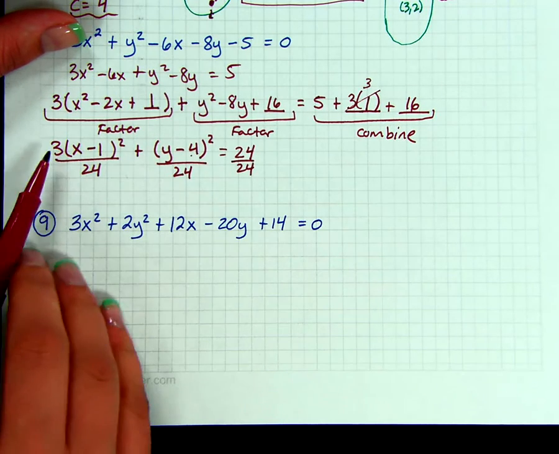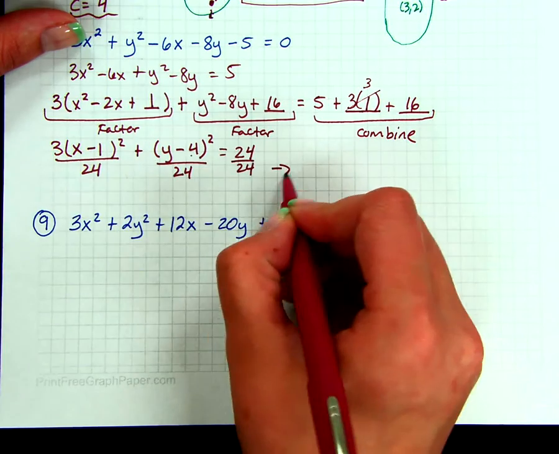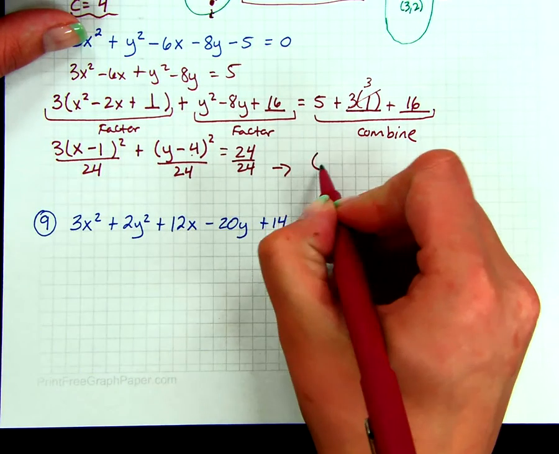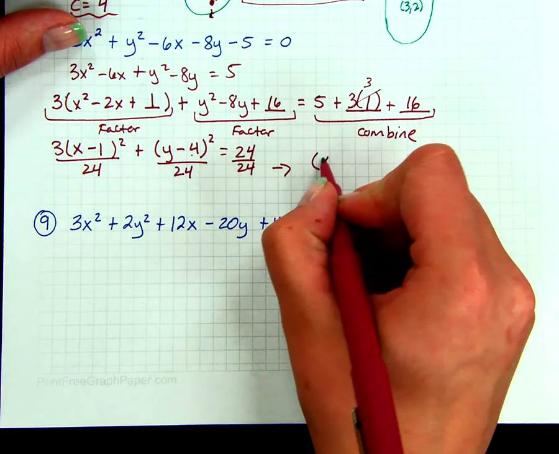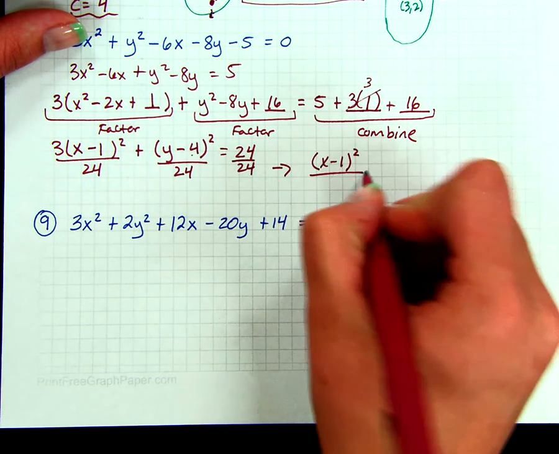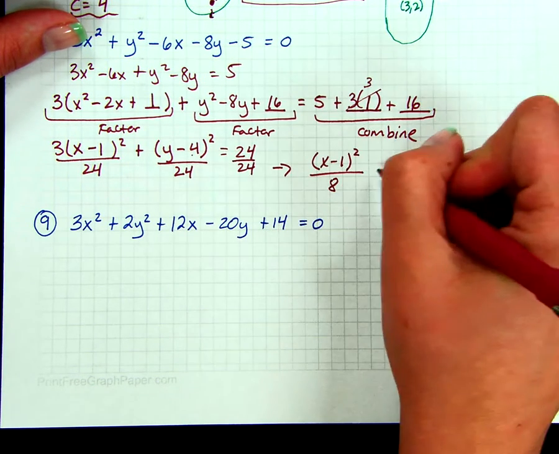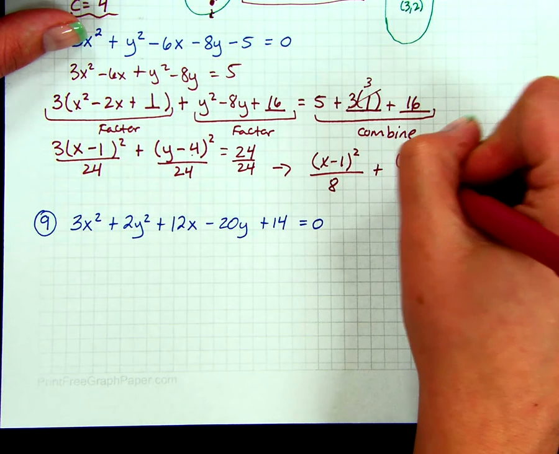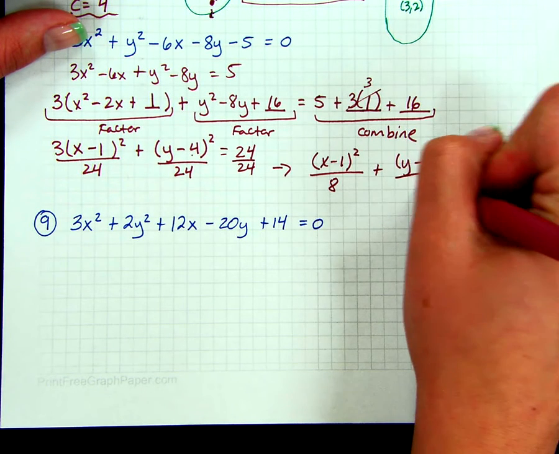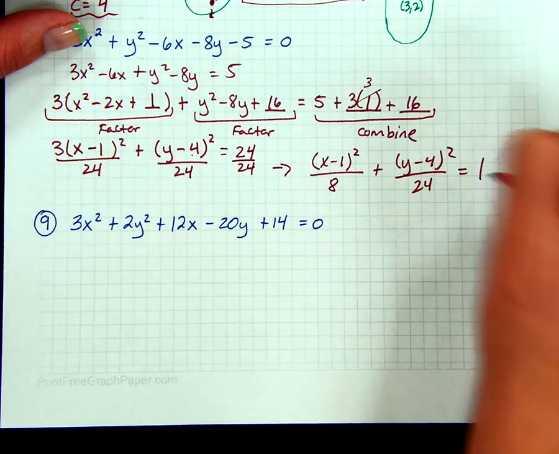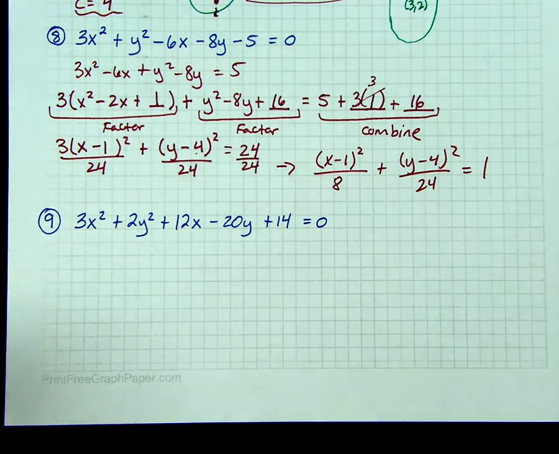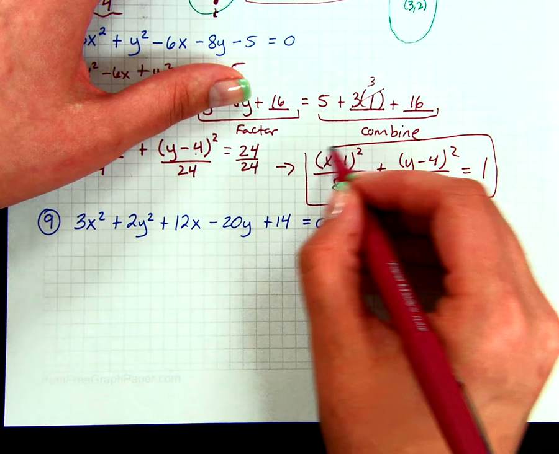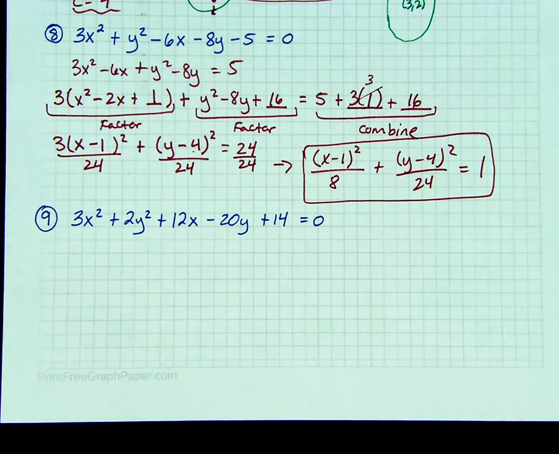Okay. So 3 over 24 is going to reduce to be 1 over 8. So this will be a 1 in front, which we wouldn't write. So just x minus 1 squared over 8 plus, and then we can't simplify that fraction, so we're just going to leave it as y minus 4 squared over 24 equals 1. Okay. So this is our equation for an ellipse in the form that we want it to be in.